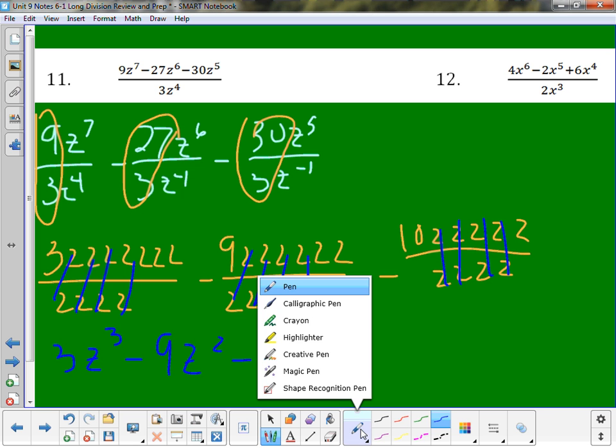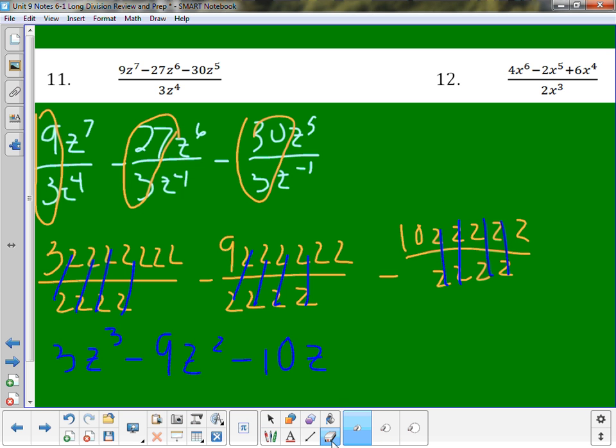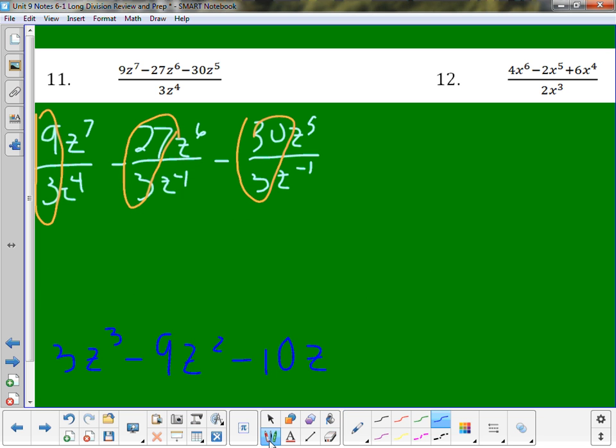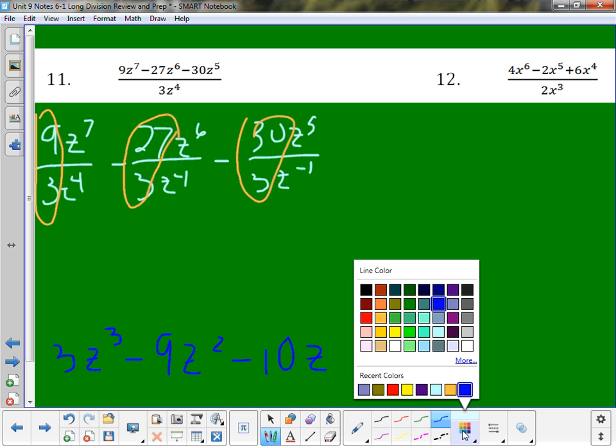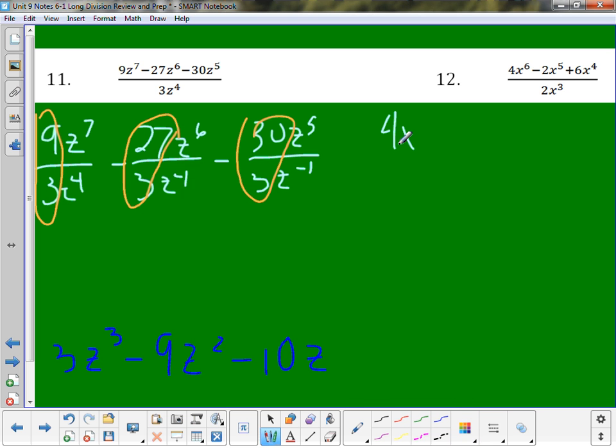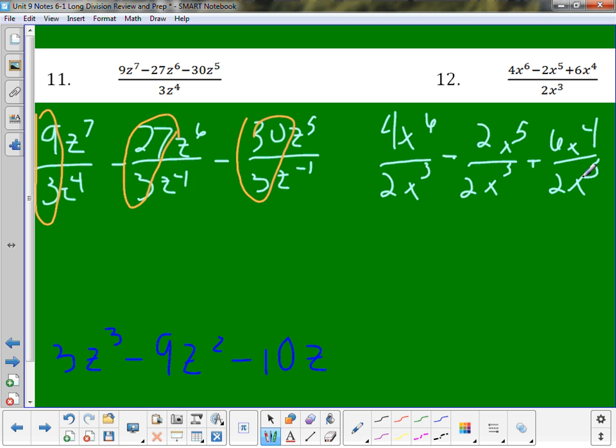So let's go ahead and get you started on that last one. I'll probably have you finish up most of it on your own. So let's just get it all split up, and then I'm going to have you finish it on your own. So you're going to write it out as 4x to the 6th divided by 2x cubed minus 2x to the 5th divided by 2x cubed, should be a minus, plus 6x to the 4th divided by 2x cubed. So go ahead and finish this one on your own.